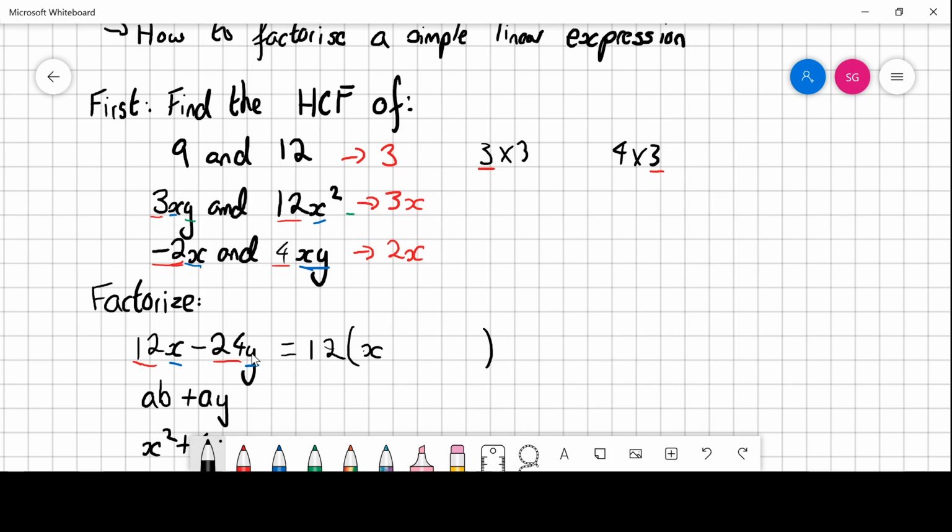So another way of looking at this is, if I wanted to get rid of these coefficients as much as possible, if I was to break this into 12 different groups, how much would I have in each group? 12 equal groups, well, you'd have minus 2y, wouldn't you? So you can kind of divide the coefficient by the value we're multiplying by.